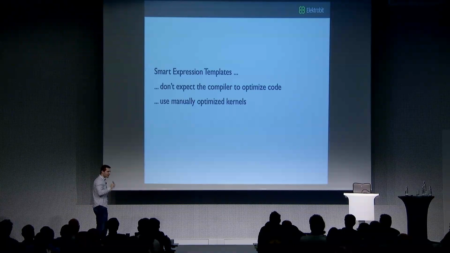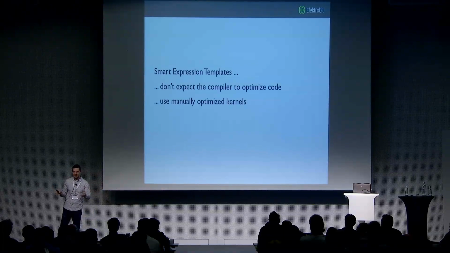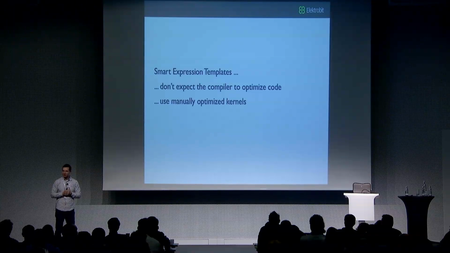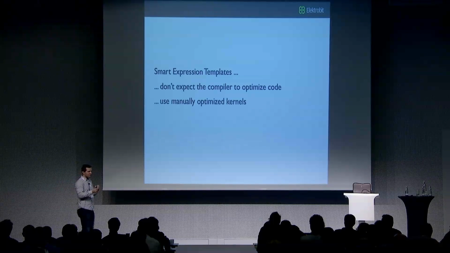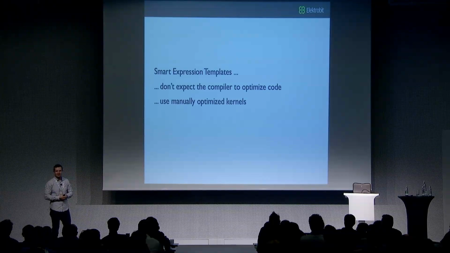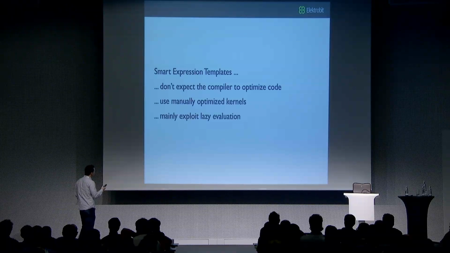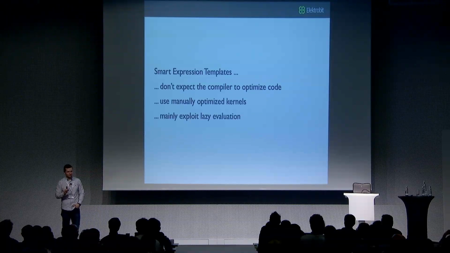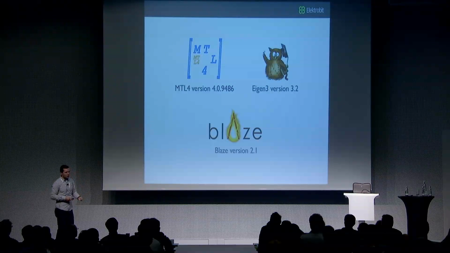Instead, we use truly manually optimized kernels. And in a full-blown math library, this is about 100 kernels that you have to manually optimize. This is a lot of work. This is also a lot of frustrating work because on one machine it's working like this, on the other it's not working, so you have to make sure that it's working on all platforms. So this is essentially what Intel is doing in these BLAS libraries, like the MKL. And also, smart expressions mainly exploit lazy evaluation. This is kind of the key feature, which I'm going to show you. Okay, just to show you it's actually working if you're doing it right.